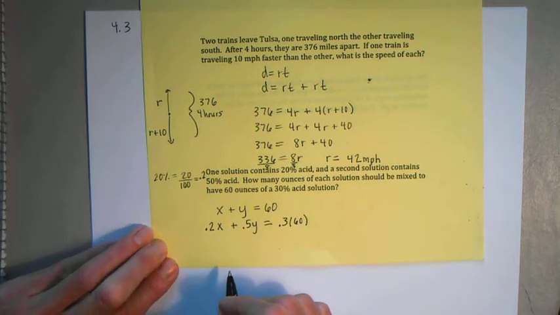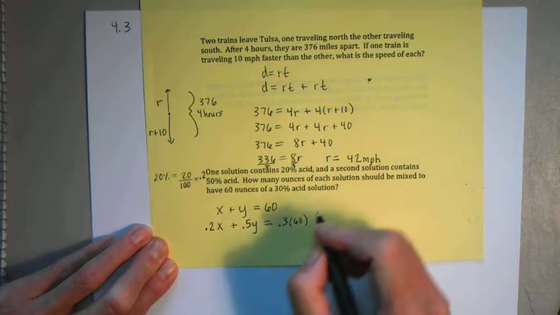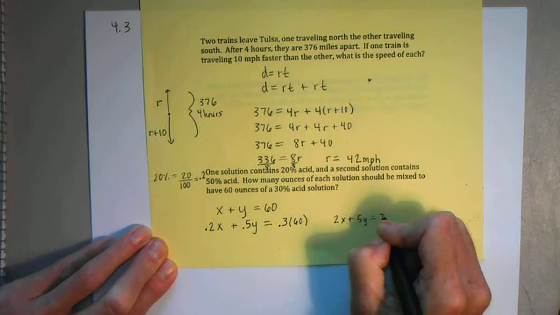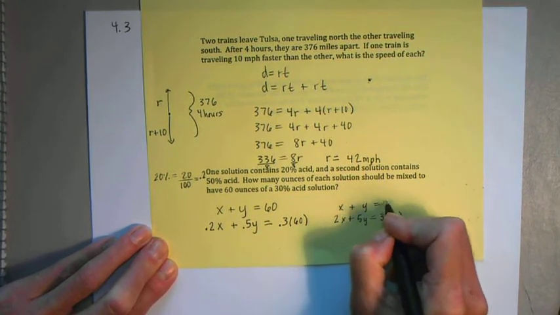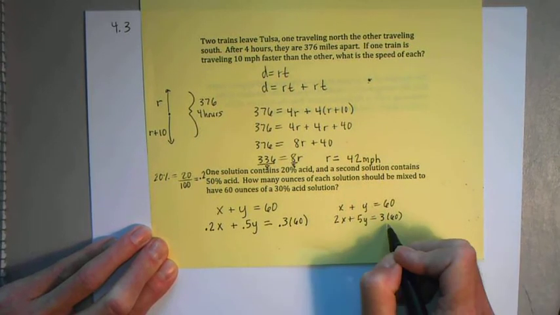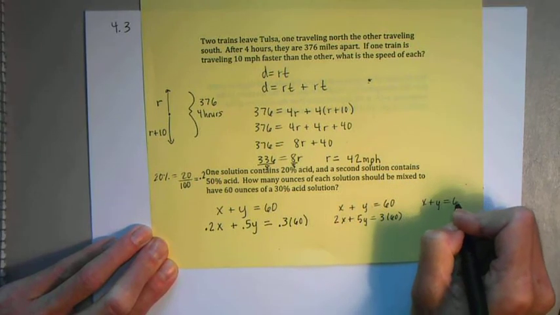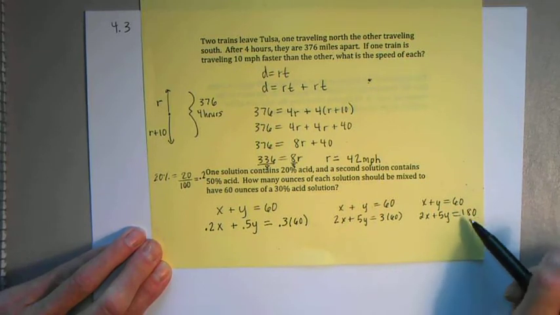Alright, now I hate decimals, so I'm going to times this equation by 10, and I'm going to do it on both sides of the equal sign, so it won't change anything. I'm just now going to have 2x plus 5y equals 3 times 60. And I'll go ahead and just copy my top equation down. And let's go one more step and multiply 3 times 60. So I have x plus y equals 60, and then I have 2x plus 5y equals 180. Alright, now you can do it by substitution or elimination, whichever one you like. Since we've done less substitution, let's go ahead and do that.